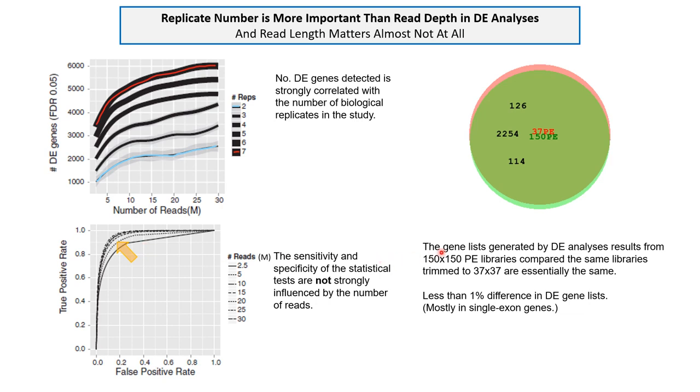Also, for gene counting purposes, it hardly matters how long the read is. In a recent study, we compared the DE results obtained from the original 150 by 150 paired end reads to that obtained by trimming all the reads down to 37 by 37. As you can see, the red and green circles representing the results are almost congruent. There's less than 1% difference.